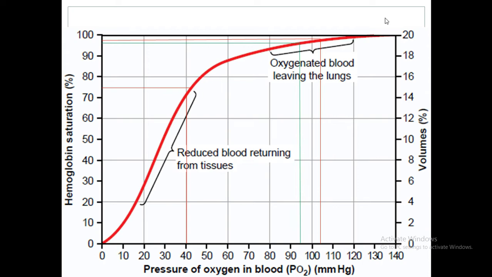From this diagram, you can see that on this end we have hemoglobin saturation. Here we have the partial pressure of oxygen and here the volume percentage. Firstly, I will discuss these two factors and after that I will discuss this factor. This is the blood which emerges out from the lungs.